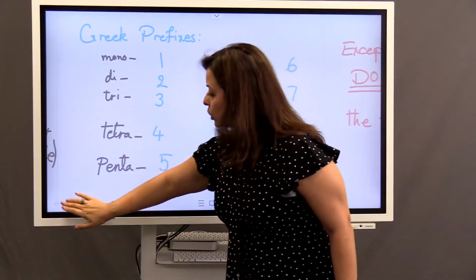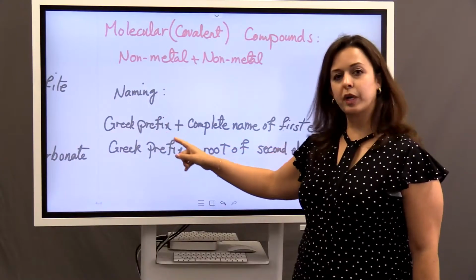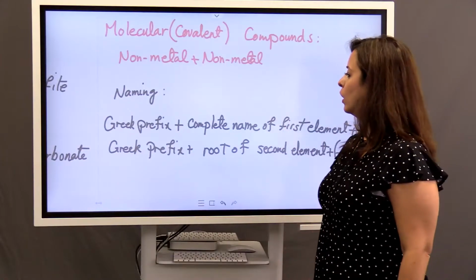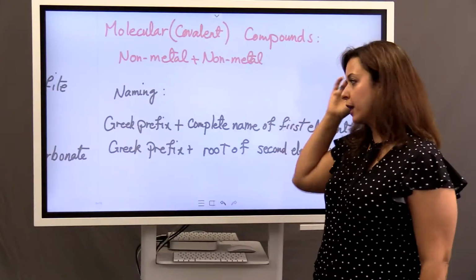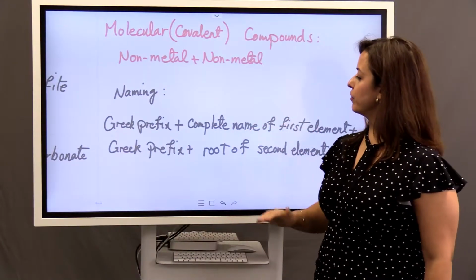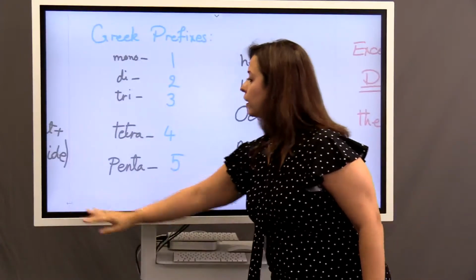So let's go back to this formula again. Now it makes more sense. Greek prefix from 1 to 10, that's more than enough for learning. We don't need more than 10. So Greek prefix, complete name of the first element, then Greek prefix and root of the second element plus IDE.